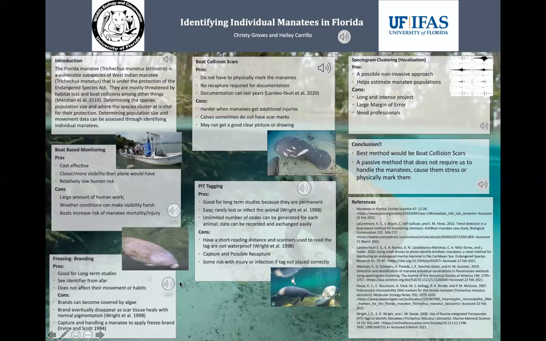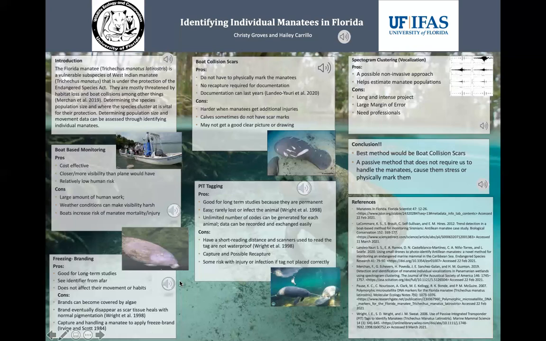Boat-based monitoring is when you're counting the number of manatees sighted while you are out in the field, but you don't have to be physically in the water to count the manatees. The pros of this method are that it's cost-effective, you have simple, accessible tools, you have more visibility than a plane would have, and you have relatively low human risk.